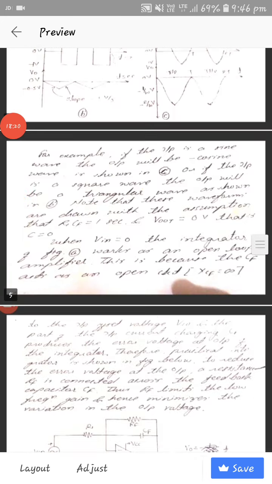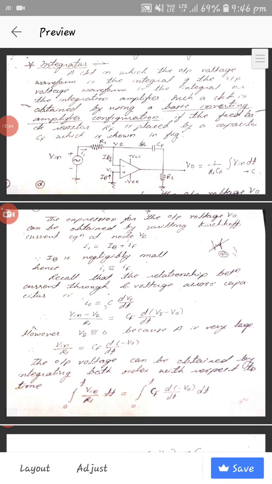This article is a very simple article. I think this article is completed here.